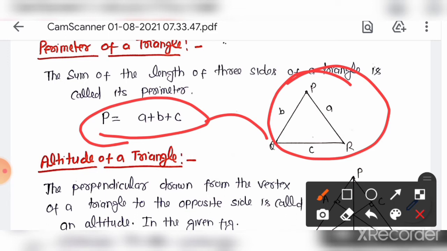It is also known through the semi-perimeter. 2S, twice the semi-perimeter, means 2S. S is known as the semi-perimeter, and twice S is equal to A plus B plus C.